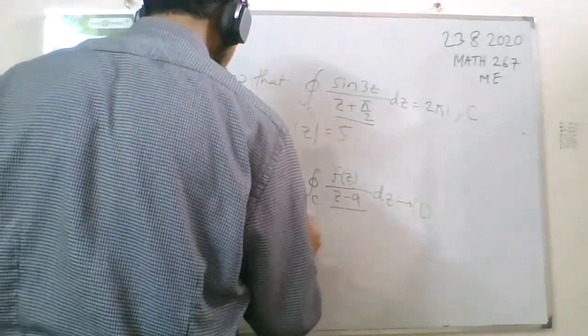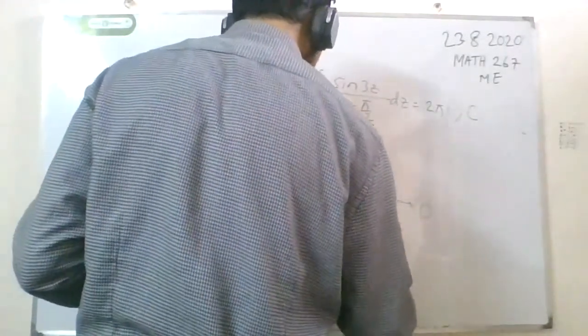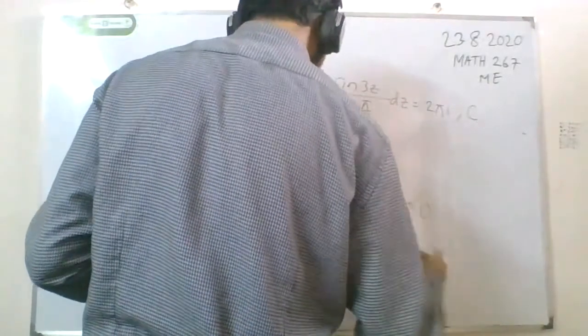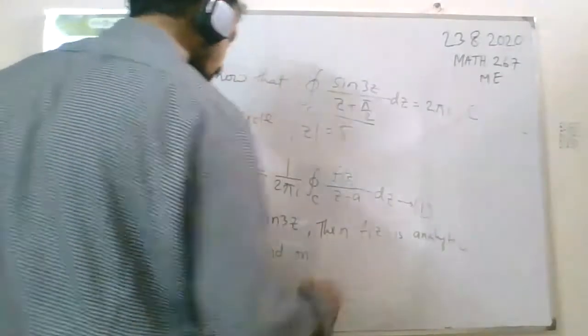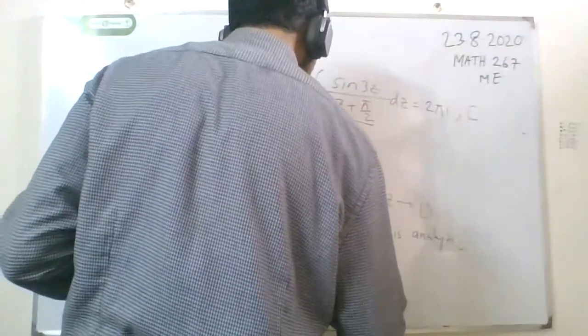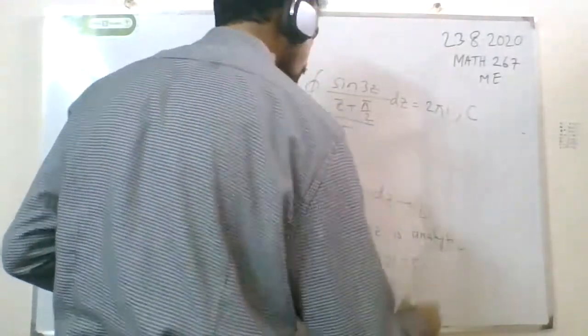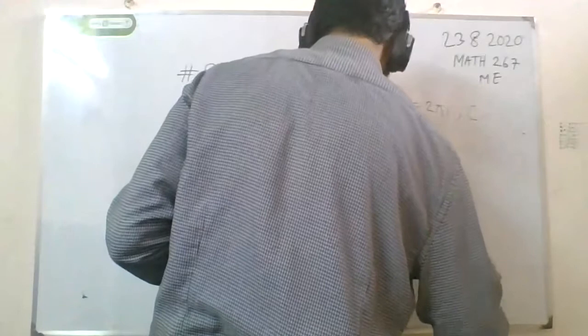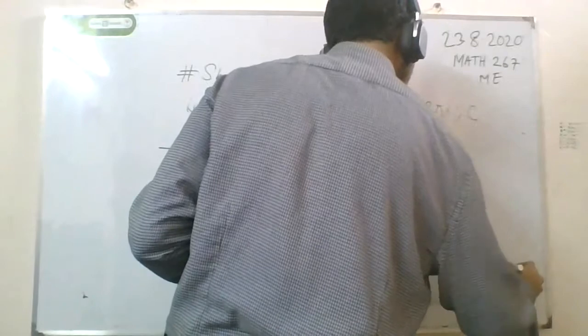Since f(z) is analytic inside and on the circle |z| = 5, here z = a = minus pi by 2.